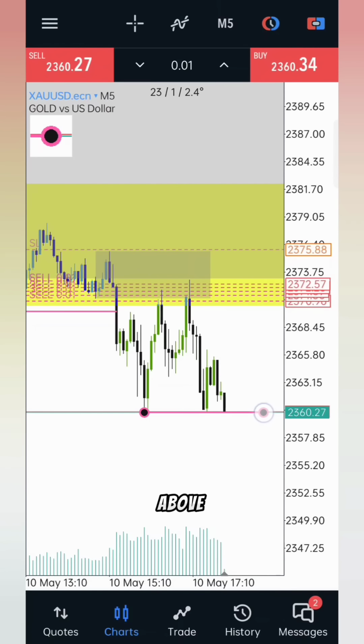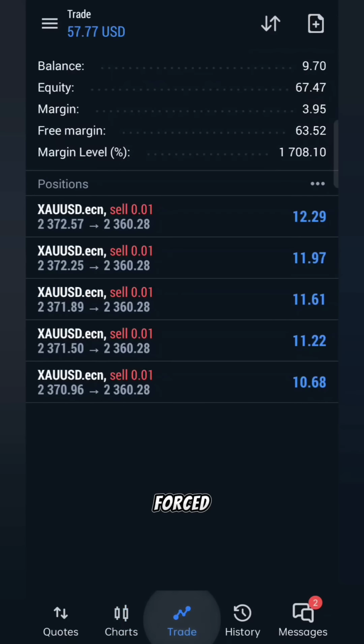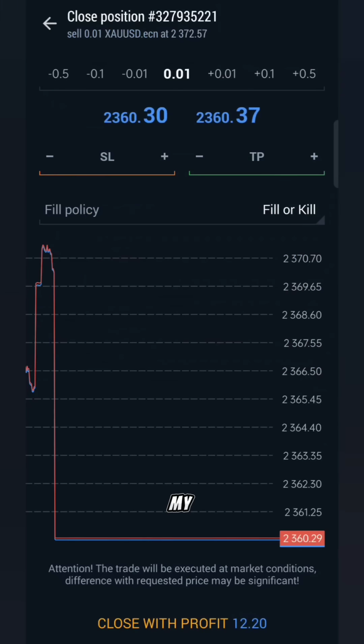So, as you can see above, price broke the lower low, creating a break of structure. And the price is forced to go down. Now it's time to book my profits.